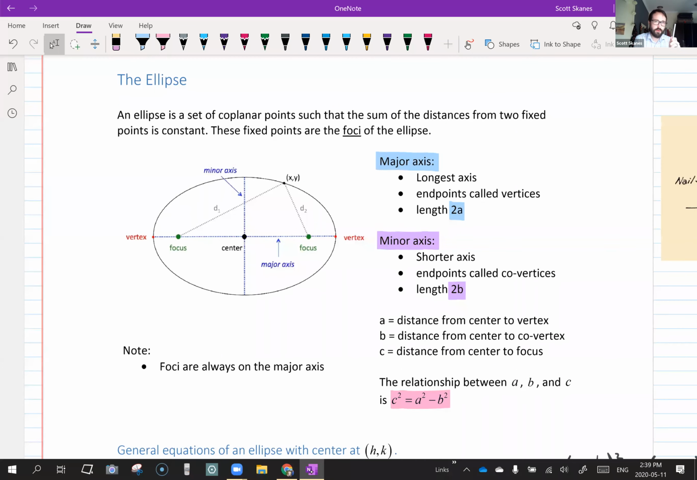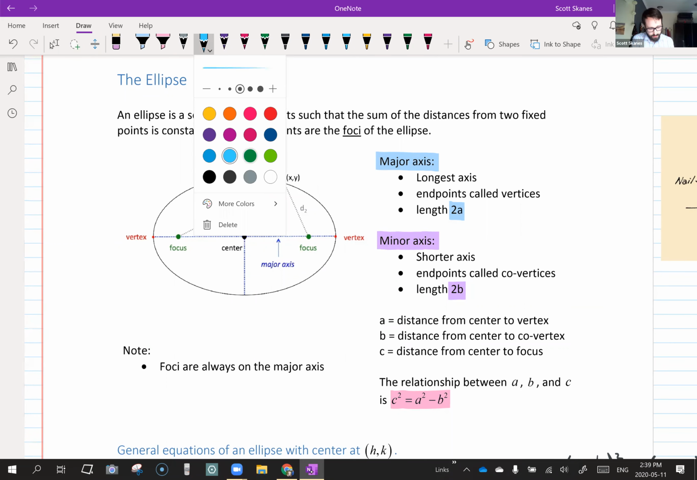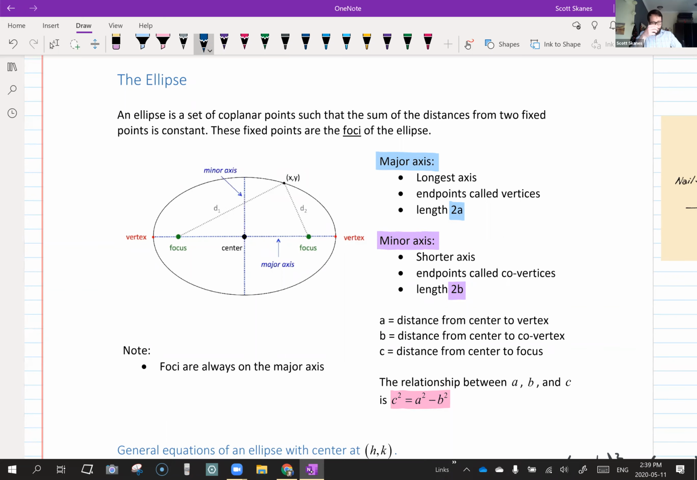The things that are important about the ellipse are the major axis. The major axis has length that's related to A. I know in the diagram I said B could be bigger, A could be bigger, but we like to make things easy. A is always the biggest. B is the smaller one.